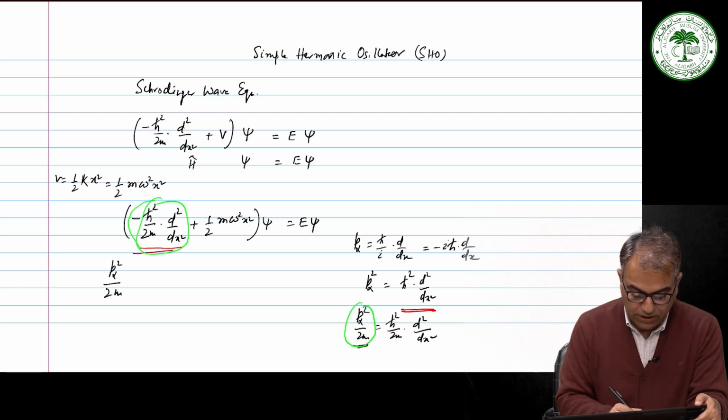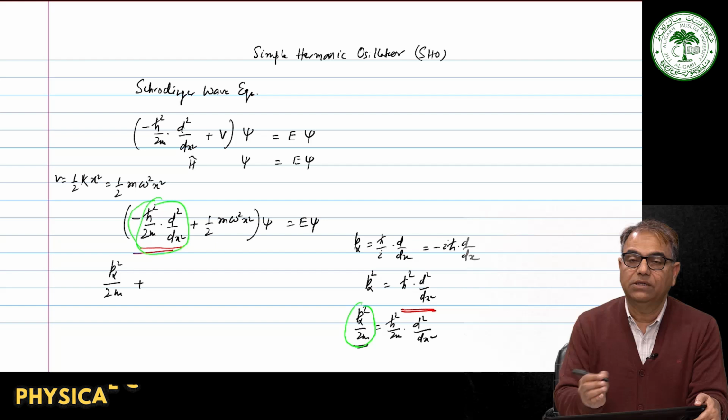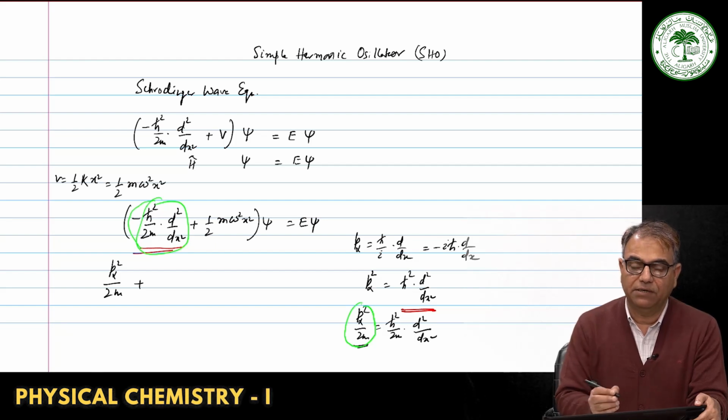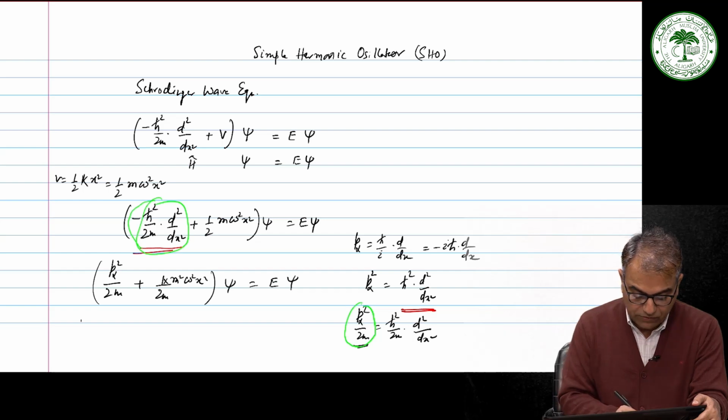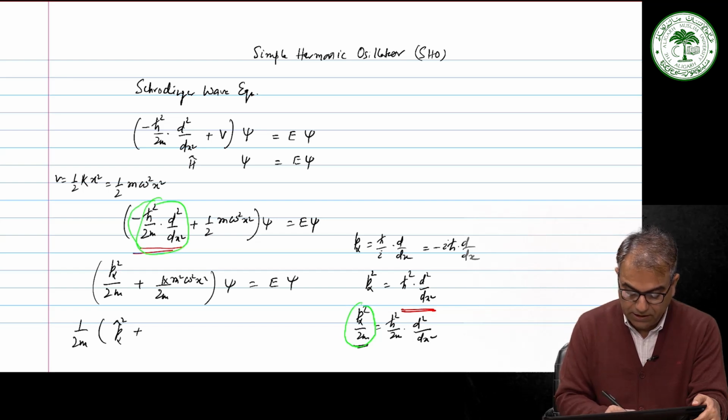So, what you get is Px square divided by 2m, and in order to bring this equation similar to the previous one, for the first term, we can change this term also and write it as 1 by 2m times m square omega square x square, into psi is equal to E psi. Now we can take 1 by 2m outside, so this will be Px square plus m square omega square x square, acting on psi, is equal to E psi. These are operators: Px square is an operator, and x square is also a position operator.